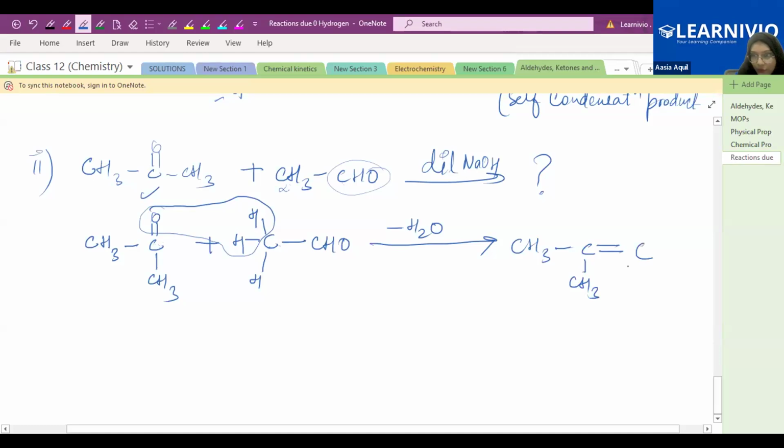This carbon has 1 hydrogen, so you will write 1 hydrogen, and this CHO group as it is. So that is your final product. You can check over here. This is alpha, this is beta. Alpha beta unsaturated carbonyl compound. Is this clear?